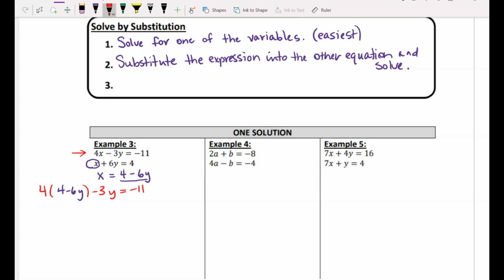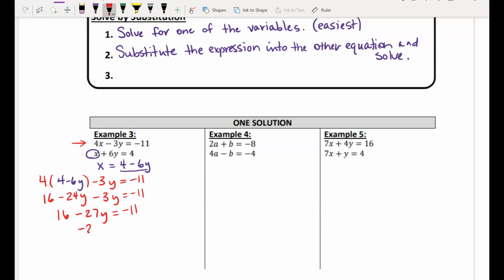I need to distribute the 4. 4 times 4 is 16. 4 times negative 6y is negative 24y. Then I have minus 3y equals negative 11. I can combine like terms. Negative 24y and negative 3y make negative 27y. The 16 just comes down because it doesn't have a y attached to it. Now we can subtract 16 from both sides. I get negative 27y is equal to negative 27. Divide both sides by negative 27, and y is equal to 1.